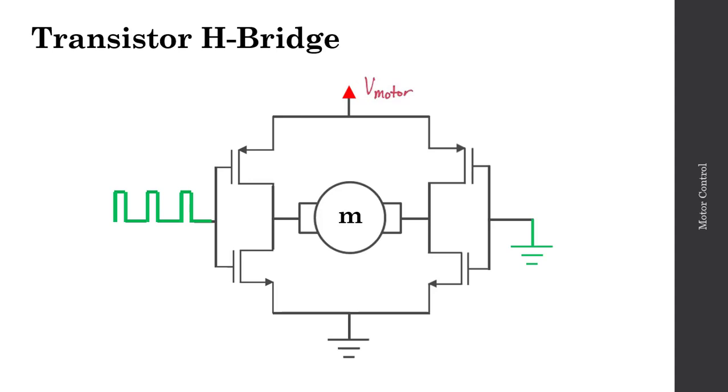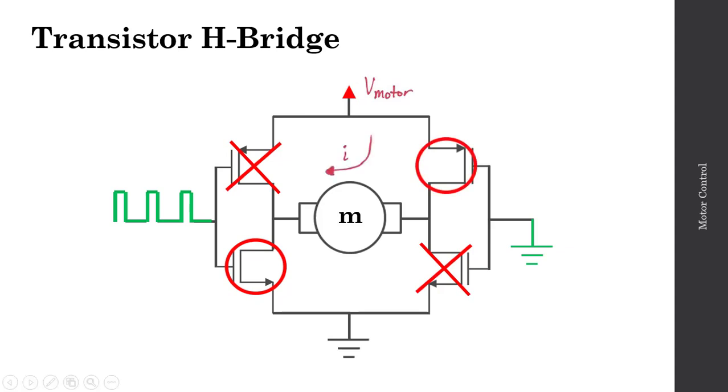Whenever this PWM signal is high, we'll have this transistor on, this transistor off, and this transistor on, and as a result, current will flow through the motor in this direction. When the signal is low, the states of these transistors are reversed, so this PMOS will be on, and this NMOS will be off, and thus there's no real current path through the motor.